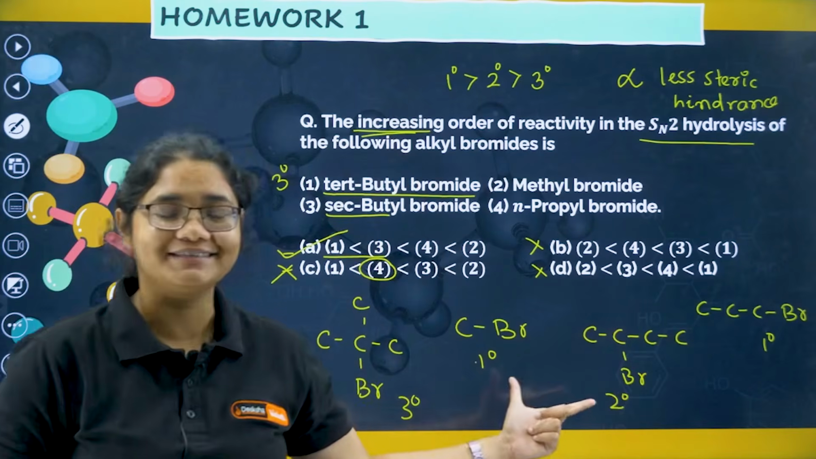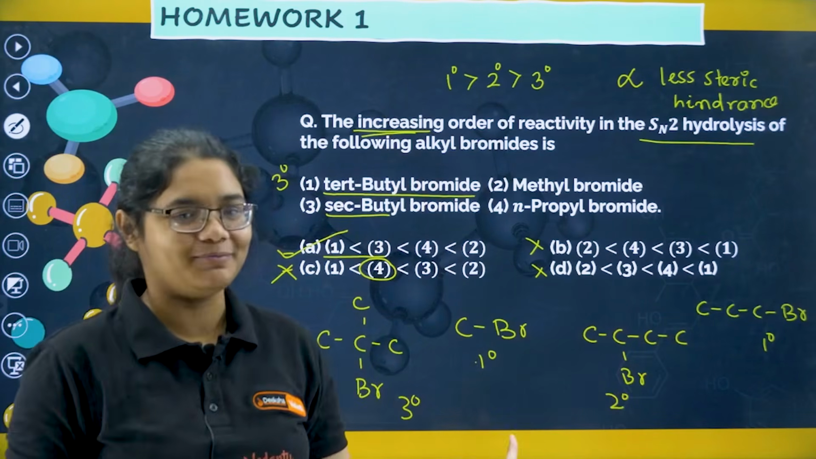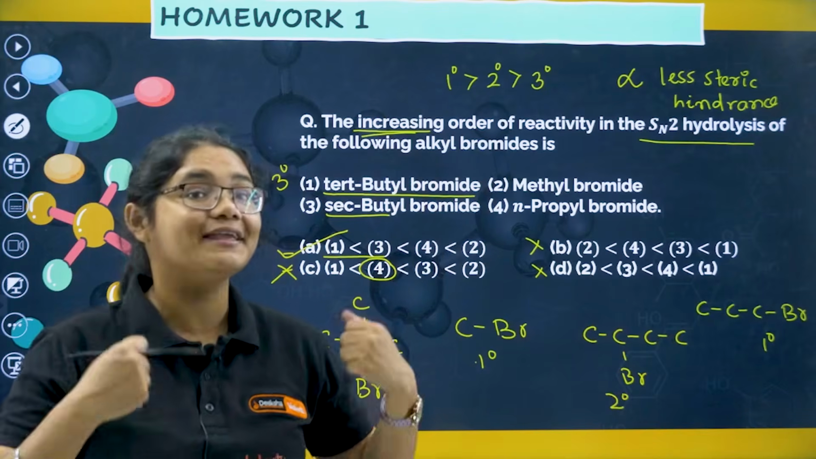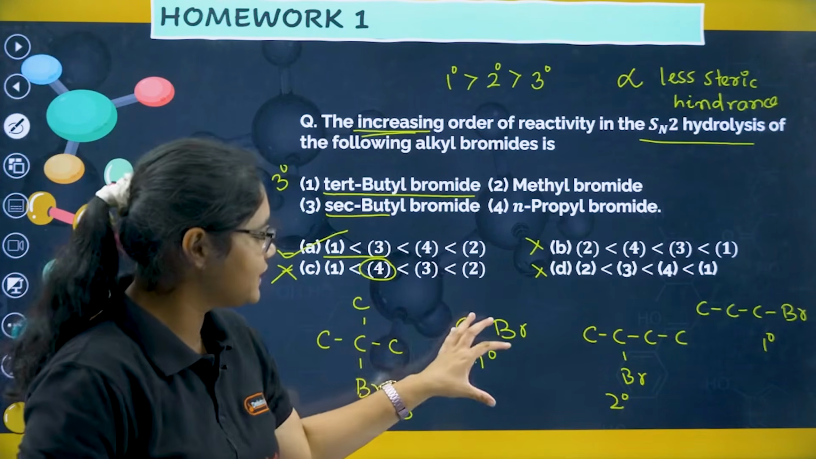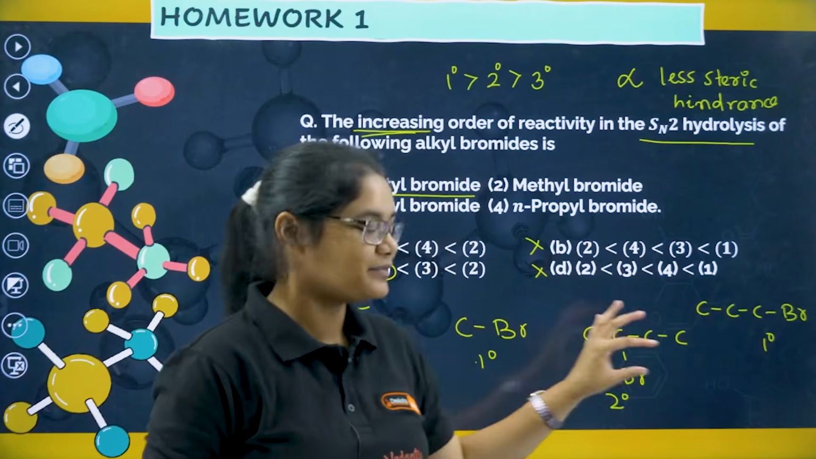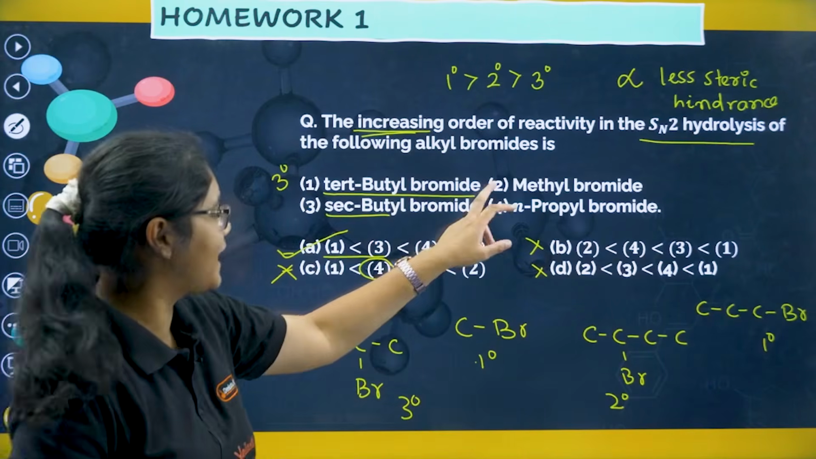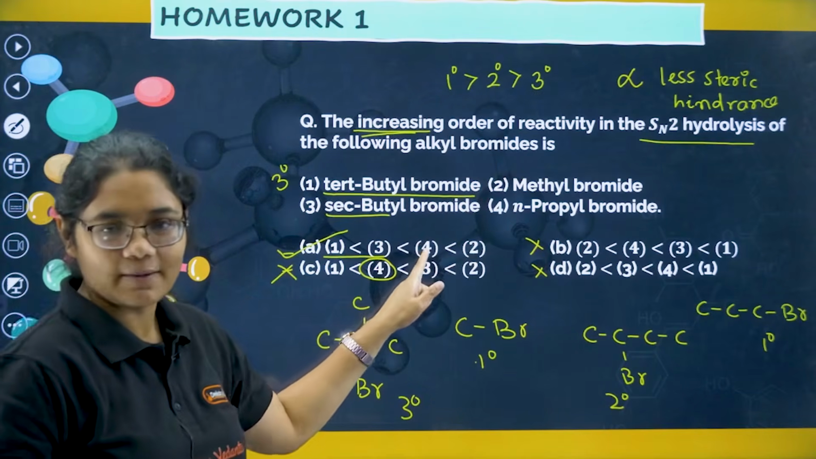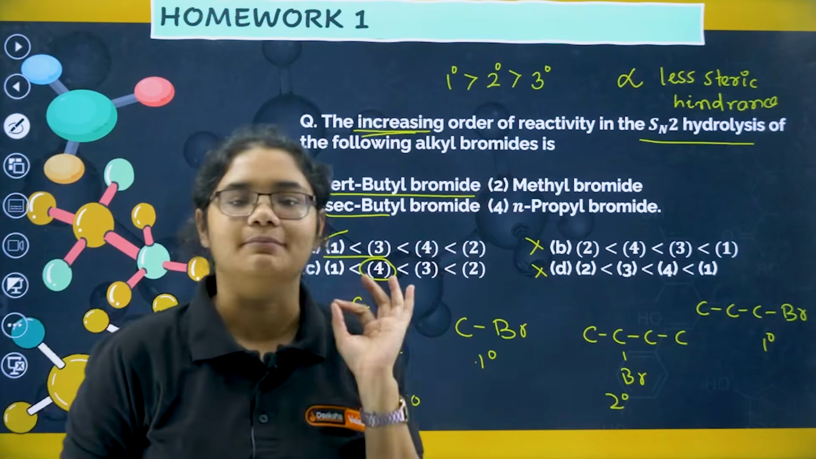Then ma'am, how will we decide when we have both the groups primary? So the smaller the group, the higher the reactivity. So if you see here, only 1 carbon is there, here are 3 carbons. So which is the smaller group? This one is the smaller group, right, the methyl bromide. So that will be the highest reactivity, then this one will come. So the correct answer will be option number A here.